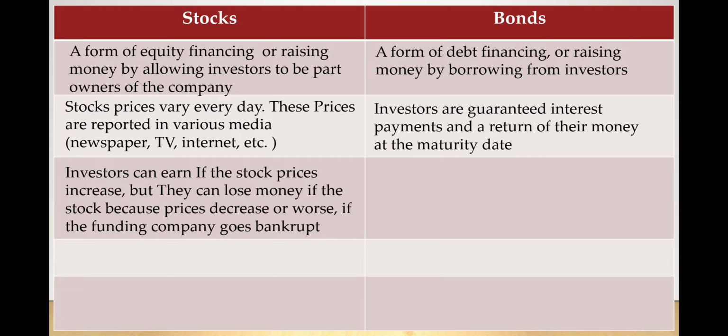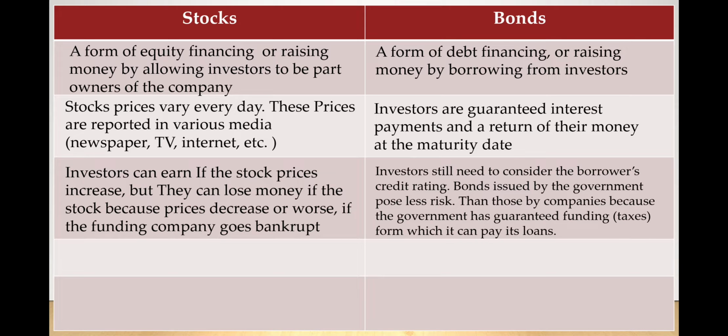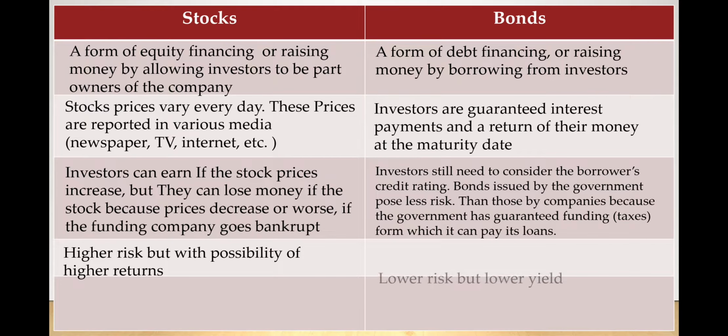Stock investors can earn if the stock prices increase, but they can lose money if the stock prices decrease, or worse, if the funding company goes bankrupt. While a bond investor still needs to consider the borrower's credit rating, bonds issued by the government pose less risk than those by companies because the government has guaranteed funds from taxes with which it can pay its loans. So therefore, stocks are high risk but with the possibility of higher returns, and bonds are lower risk but lower yield.